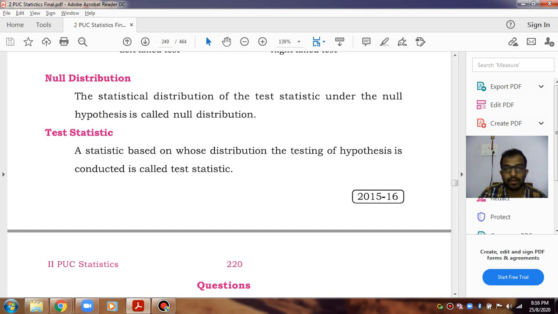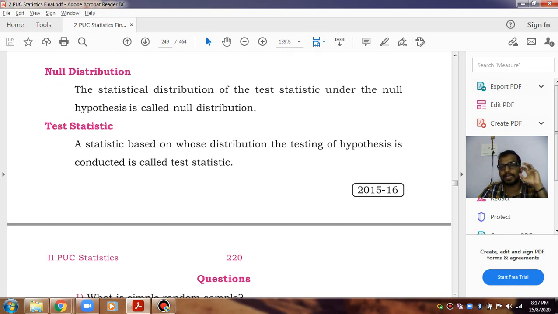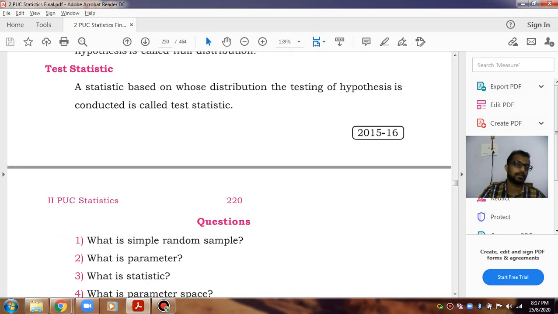Test statistic, we have already known this. What is test statistic? Whatever data from the sample we are taking, on whose distribution we are testing this entire data, that is called the test statistic. Whatever data we are testing with the particular value, that particular value of the sample is called the test statistic, which is used for hypothesis.